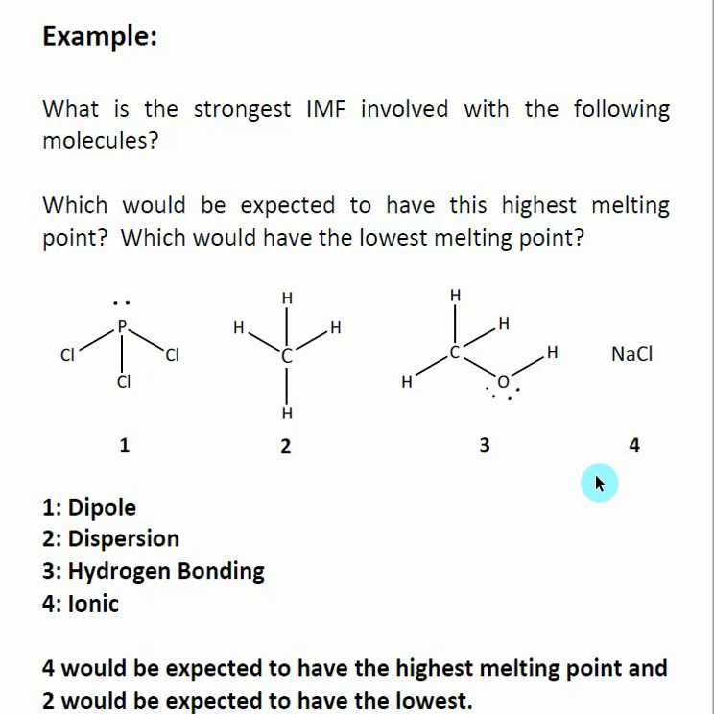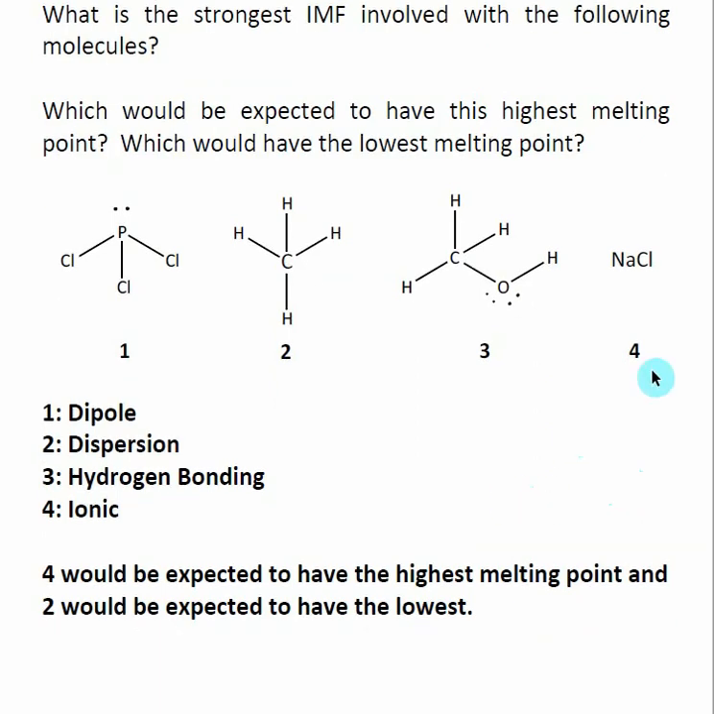So of this group, sodium chloride, number 4, has an ionic intermolecular force. That's the strongest intermolecular force, so we would expect it to have the highest melting point. And then number 2, which is methane, only has a dispersion intermolecular force. It's the weakest intermolecular force, so we would expect it to have the lowest melting point.